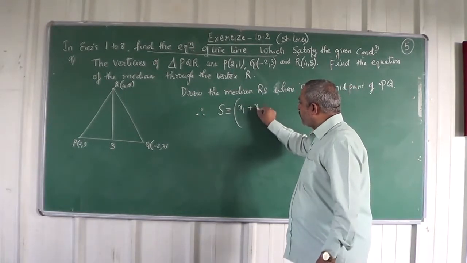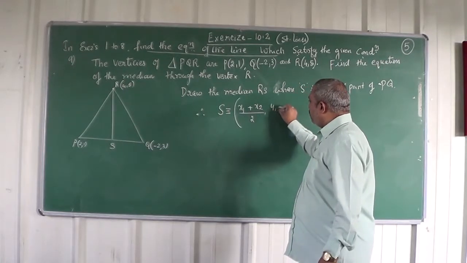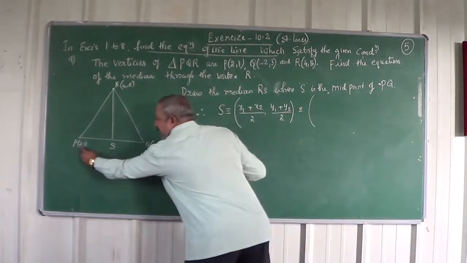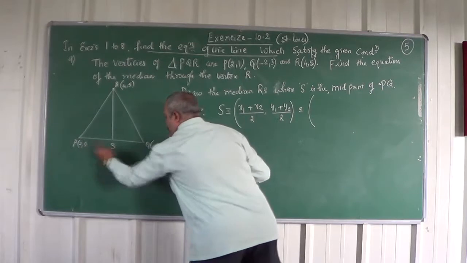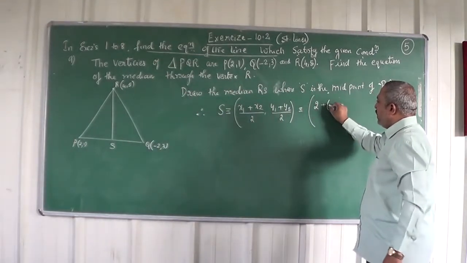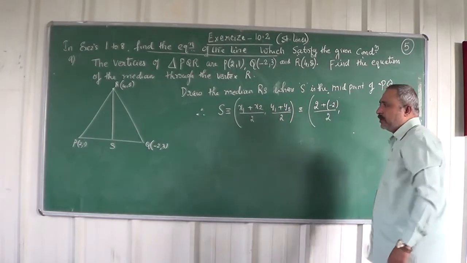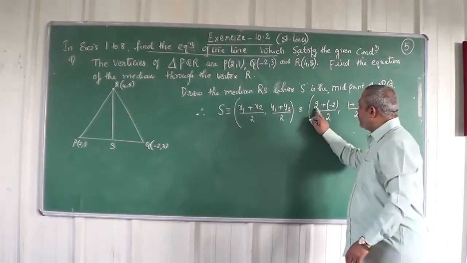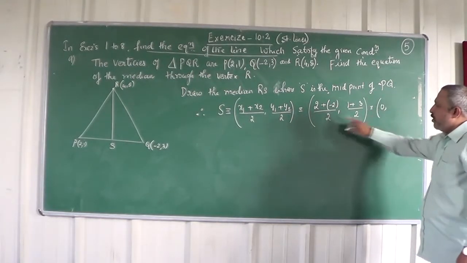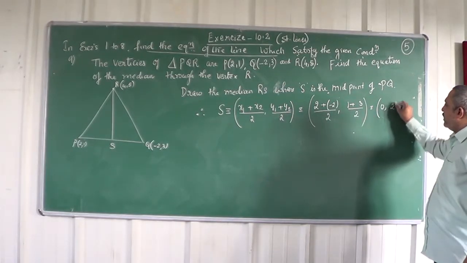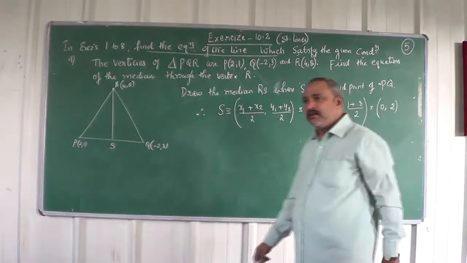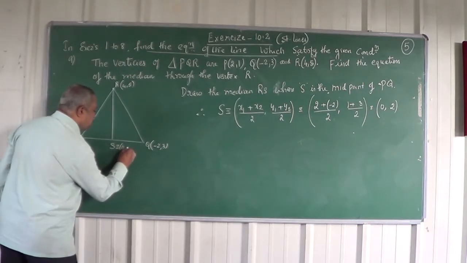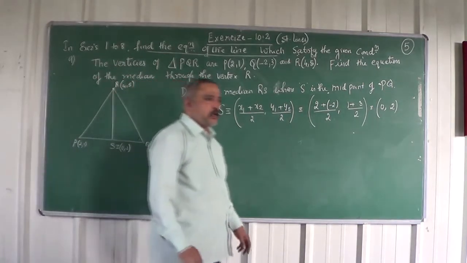Okay, we will write down (x1 plus x2)/2, comma, (y1 plus y2)/2, which is equal to, this is x1, y1, this is x2, y2. So (2 plus -2)/2, (1 plus 3)/2, correct? Now what is 2 plus -2 by 2? This becomes 0. And 1 plus 3 is 4, 4 by 2 is 2. So what is the coordinate of this? This is (0, 2).